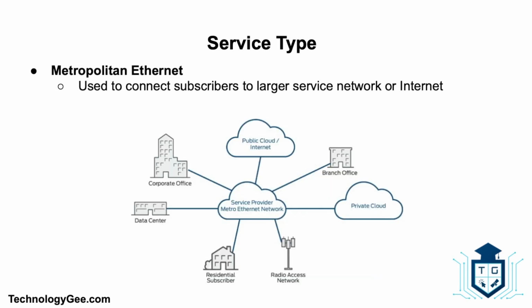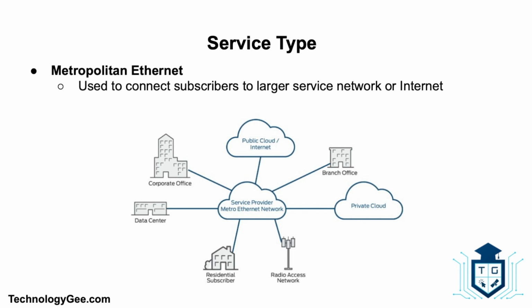Next, we have Metropolitan Ethernet. So a metropolitan area Ethernet, also known as Metro Ethernet. This is a metropolitan area network that is based on Ethernet standards. It is commonly used to connect subscribers to a larger service network or the internet, and service providers use Metro Ethernet to do the following things, such as interconnect business offices or data centers, where Metro Ethernet can connect 2 sites or hundreds of sites.